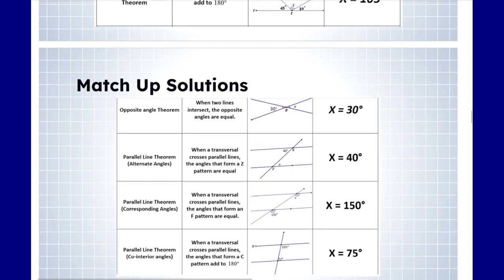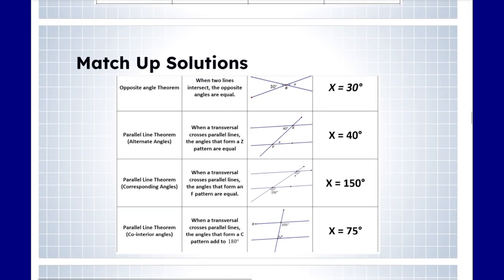Opposite angle theorem we mentioned, right? Opposite angles are equal. So in this case, the missing one is 30. Parallel line theorem, looking specifically at alternate angles. The alternate angles, this is the Z pattern, which means that the alternate angles are equal. Corresponding angles in the parallel line theorem, this is our F pattern. Again, the corresponding angles are equal.